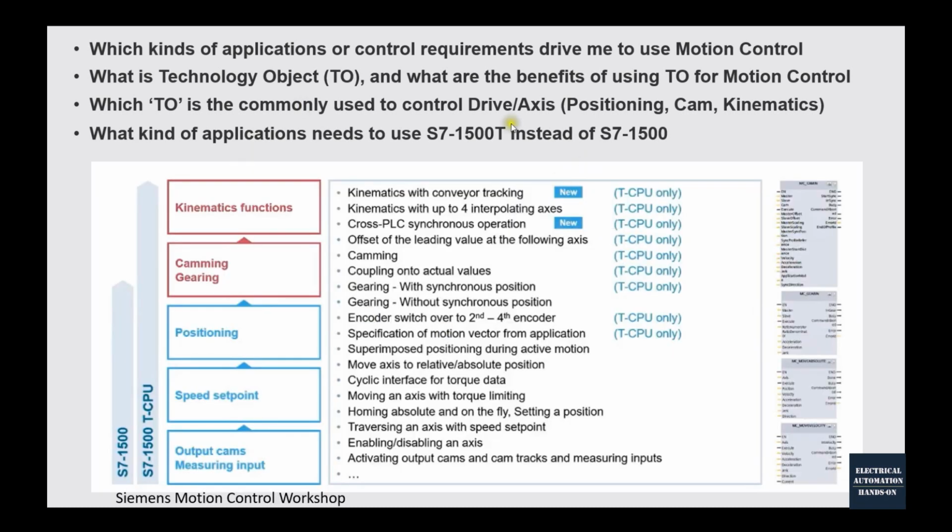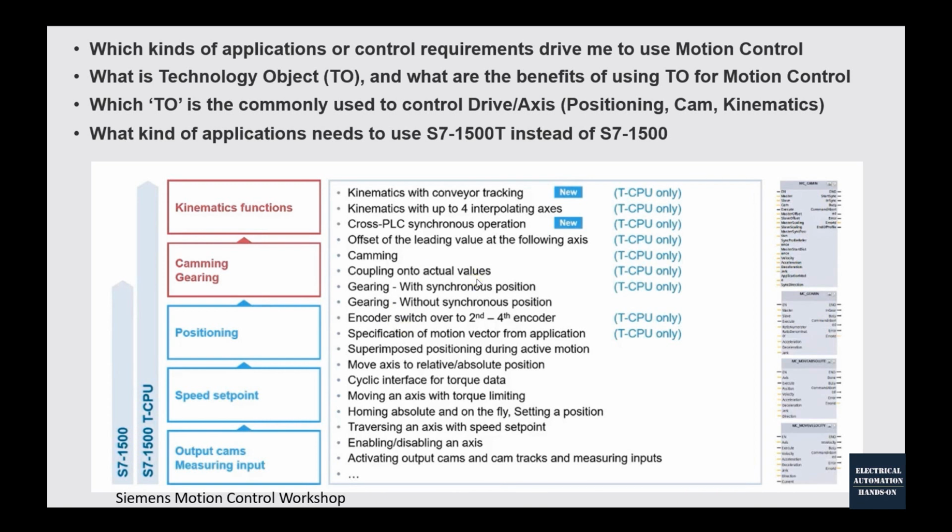Firstly, when we talk about motion control, this picture explains something here. This picture comes from the Siemens motion control workshop. If you are doing positioning control only, or speed control for the axis, doing single axis movement, or doing some gearing without synchronized positioning, for example just speed gearing, then the standard controller, the S7-1500 controller, is enough.